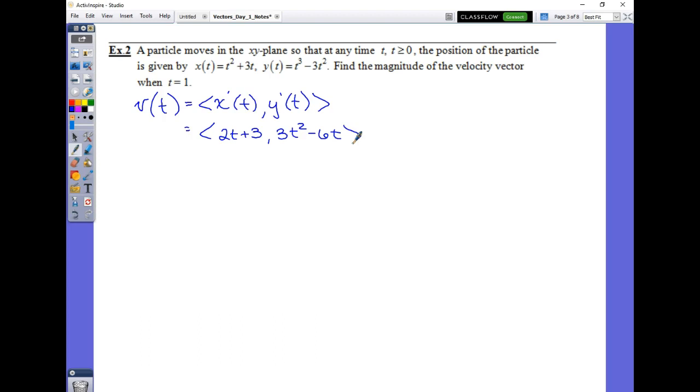We got that. All right, so that is v of t, and I want to know the magnitude of the velocity when t is equal to 1. So I can say, well, v of 1 is going to equal 5, negative 3. Okay. So where do we go from here?